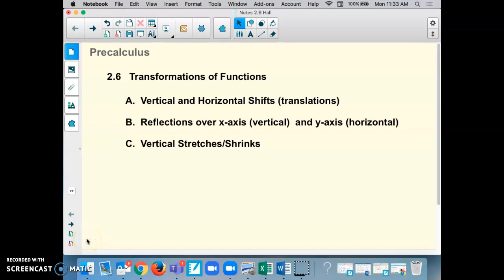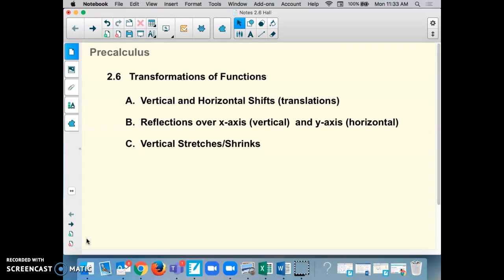Okay, in 2.6, we're going to look at transformations of functions. We'll look at vertical and horizontal shifts, translations, things that we've already done before in Algebra 2 and pre-calculus a little bit. We'll look at reflections over the x-axis, vertical, and y-axis, horizontal. Then we're going to look at vertical stretches and shrinks. I'm actually going to talk about horizontal stretch and shrink just briefly, but you will not be tested on it.